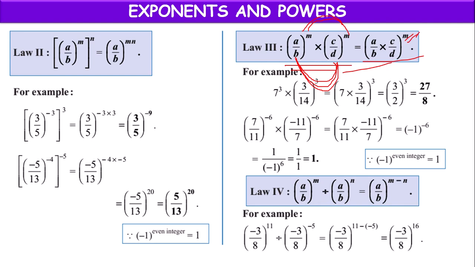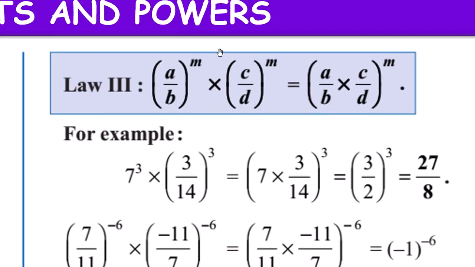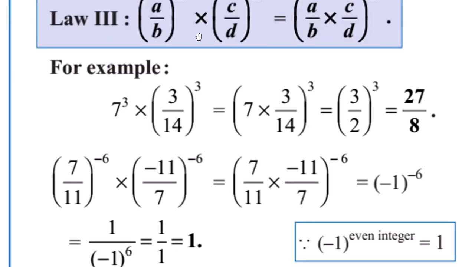So what are the bases here? One base is a by b, another base is c by d. We can do their product, (a/b) into (c/d) whole power. Instead of two times, one common power we will write, whole power m. Like that we can write when we have the same power for different bases.